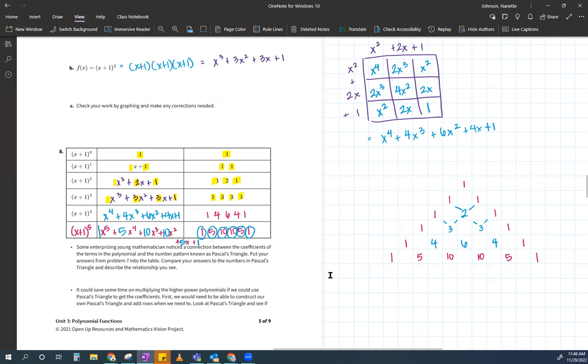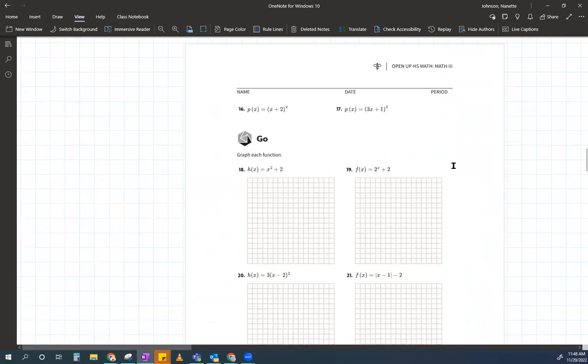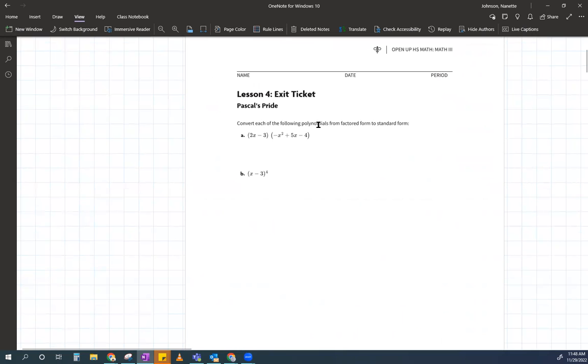And this is where we're going to pause. You are able to do your exit ticket. Let me just make sure. Yes, I think you were able to do the first part of the exit ticket before. And now you can do both parts of the exit ticket.